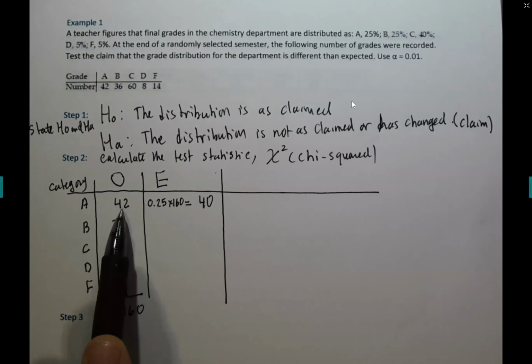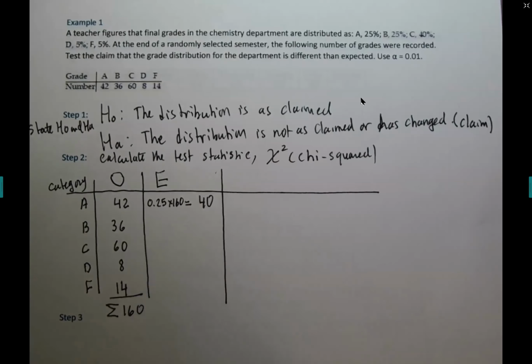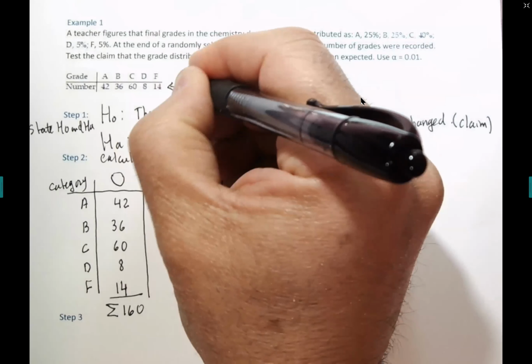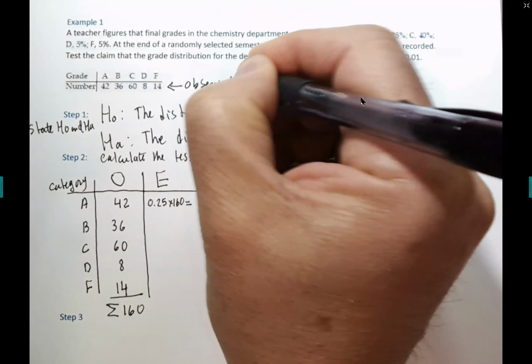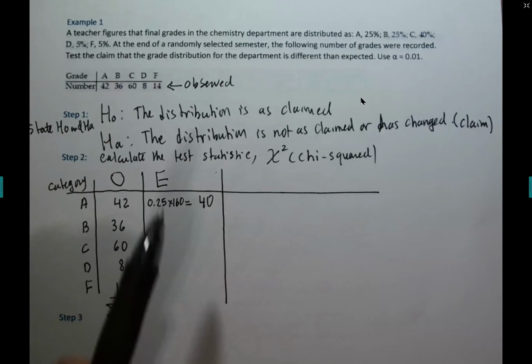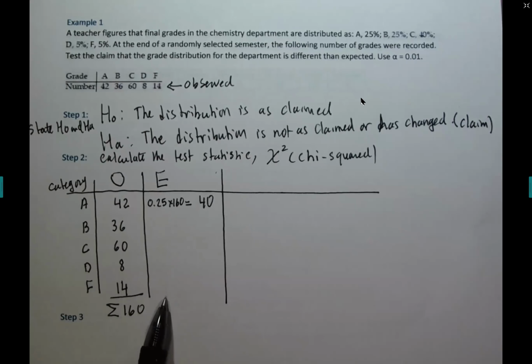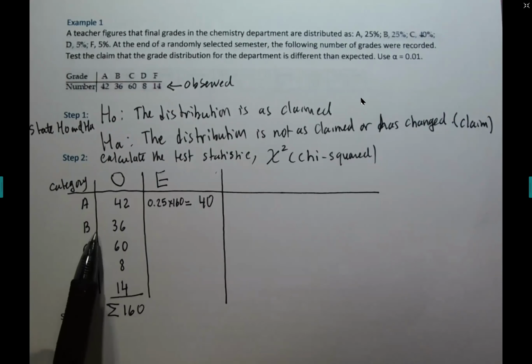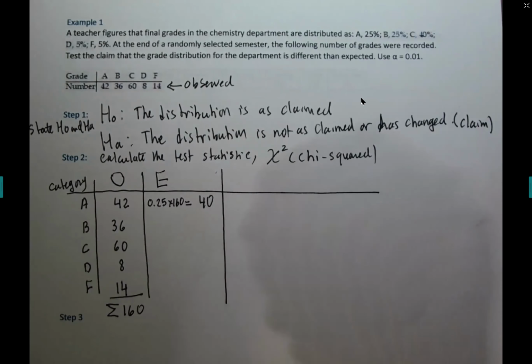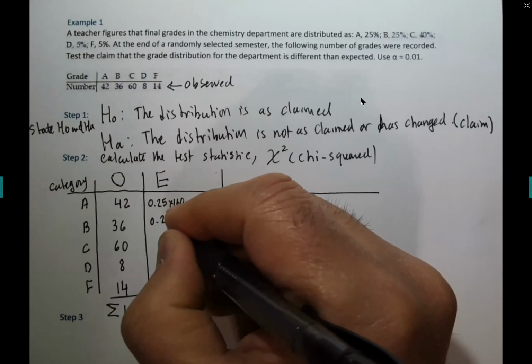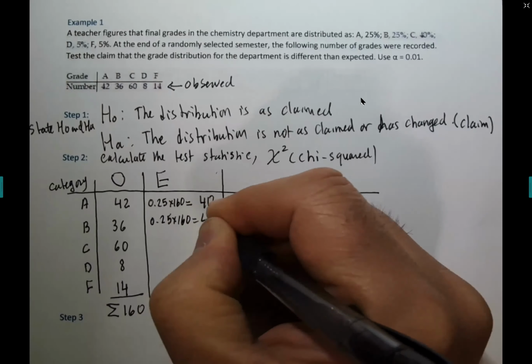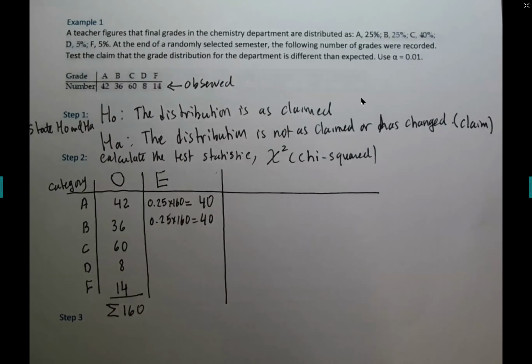O stands for observed values. These are the data that you collect. And the expected values are the percentages that they give us. So we expect 25% of students to get a B. So 0.25 times 160, which is 40, and which is still close. So probably the teacher's claim did not change. It's still valid. Okay, what about C, guys? 40% of 160. Can you do that for me?